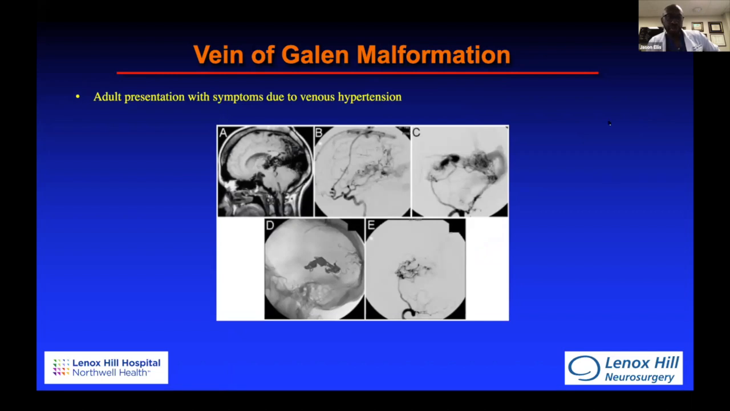This is an example of a vein of Galen malformation in an adult that was treated. This patient actually presented essentially with dementia from all the venous hypertension that was created by the vein of Galen arteriovenous shunting. And this was treated transvenously. You can see all these coils were put into the dilated pocket of the vein of Galen, and that significantly reduced the shunting, and his dementia actually improved.